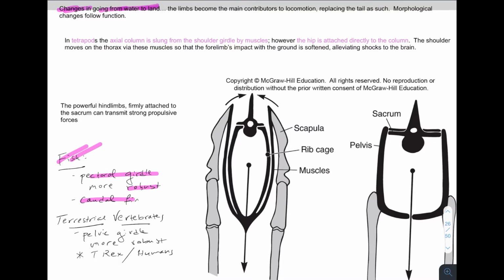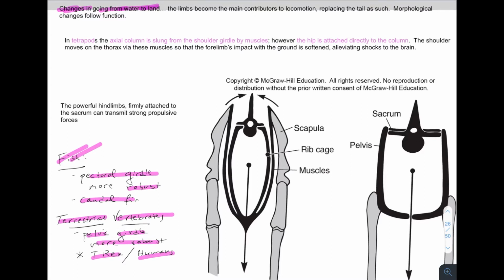Now, what happens when we colonize the land is that the robustness flips to the pelvic girdle. When you look at terrestrial vertebrates, and there's a common theme that we refer to, we see that the pelvic girdle becomes the more robust girdle. You can think about examples such as yourselves as humans or T. rex. In both cases, those are bipedal organisms. But also in a quadruped, what you see is much more robustness in the pelvic girdle.